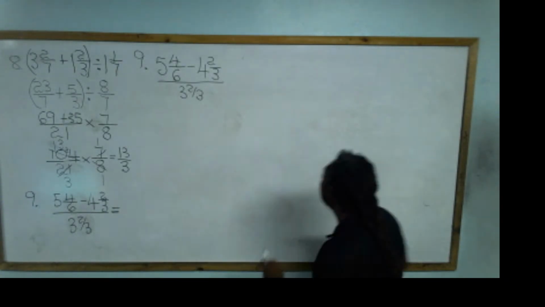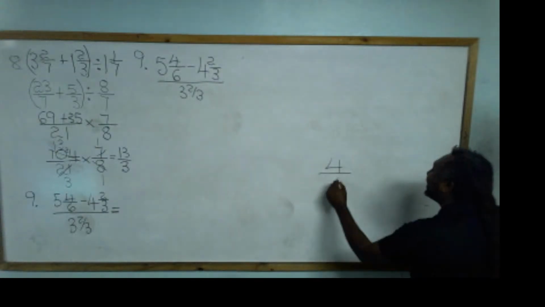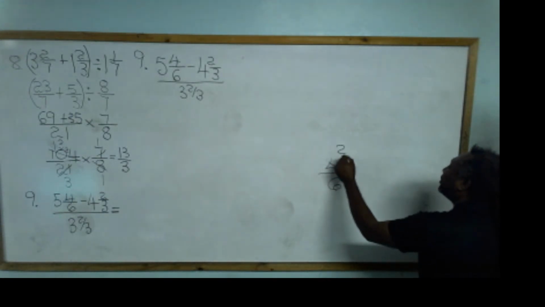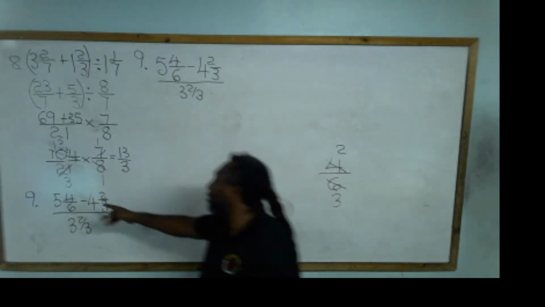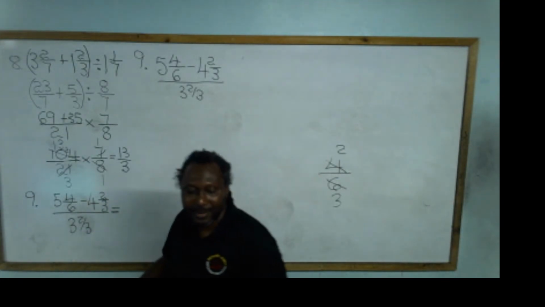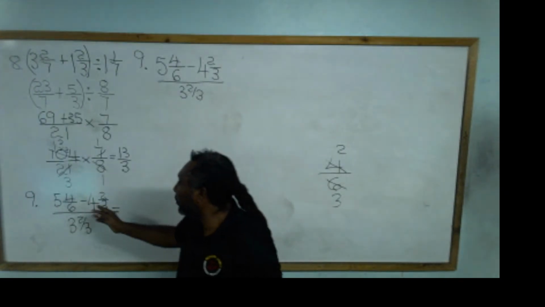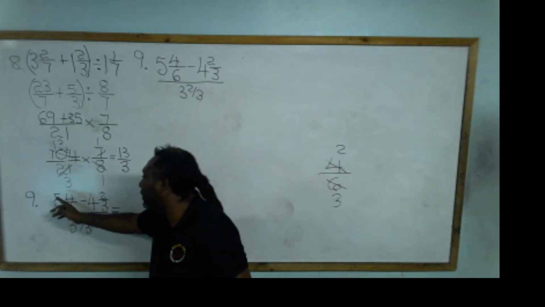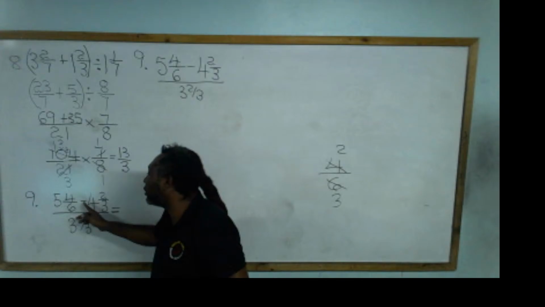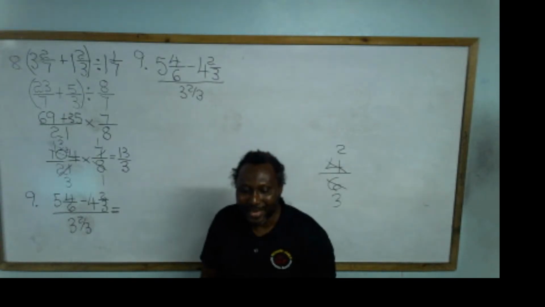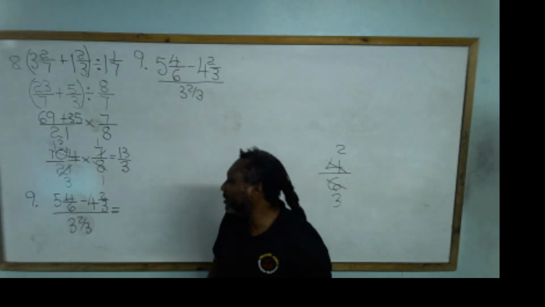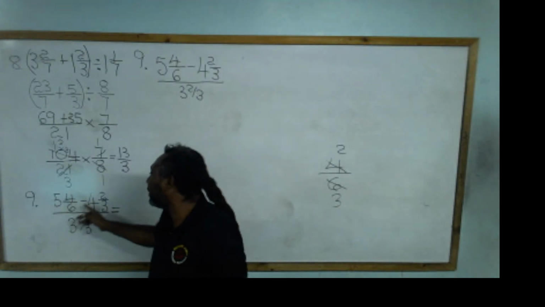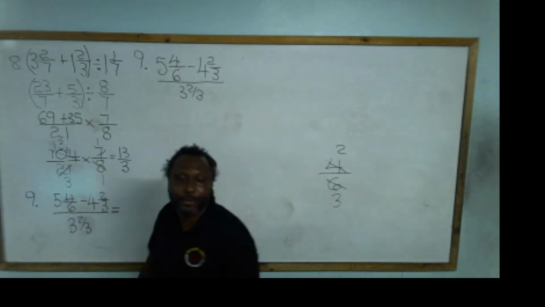Now, 4 over 6, 2 into 4 is 2, 2 into 6 is 3, 2/3. So 4 over 6 is the same as 2/3. So students, here we are going to say 5 minus 4 is 1. And then what else? And then this is 2 over 3 minus 2 over 3 will take care of itself.